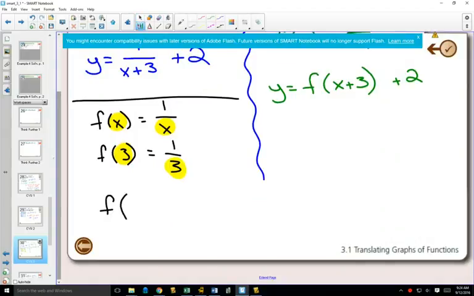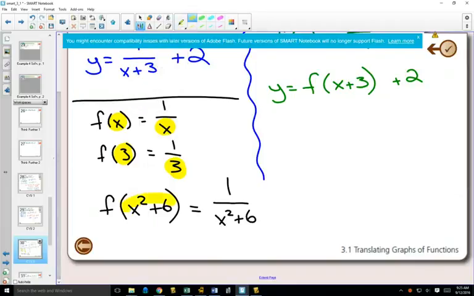What's f of x squared plus 6? That sure looks a lot more complicated than f of 3. But the idea is the same. What have I done? I have inside the bracket, I have x squared plus 6. So if my function is 1 over x, then this will be 1 over, and instead of x, I'm going to write x squared plus 6. And again, all that's happened is I've replaced the inside with this.